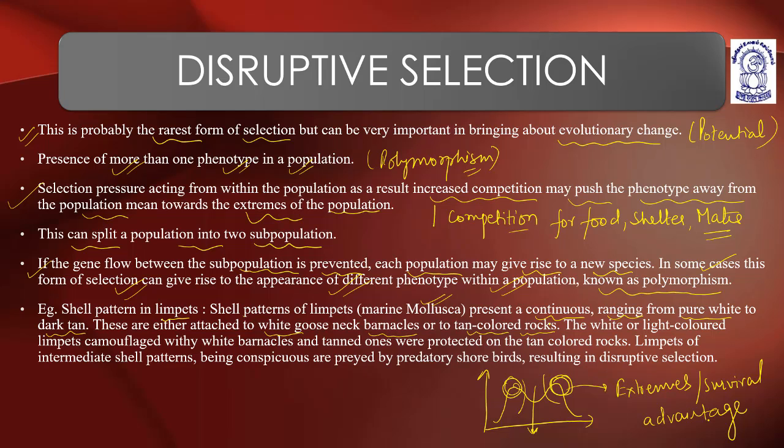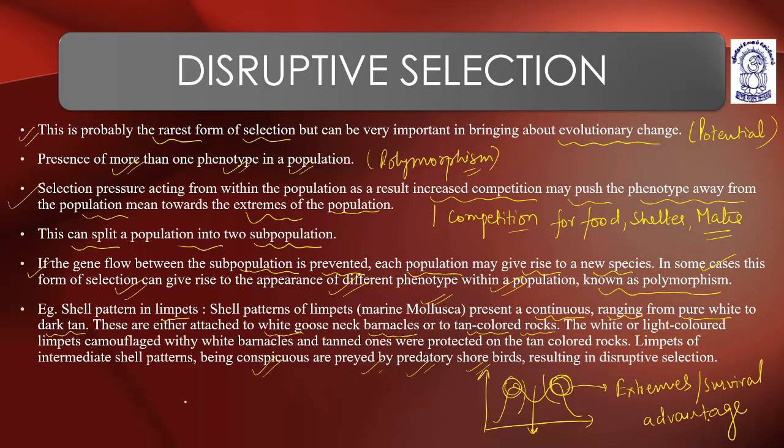Limpets of intermediate shell pattern, meaning those who are not white or tan colored, their survival probability decreases. They become conspicuous and are preyed on by the predatory shorebirds, resulting in the disruptive selection. There are two types of mollusks, I should say, one who are white and the other who are tan. The white ones attach to the white gooseneck barnacles, and the tan colored ones get attached to the tan colored rocks.